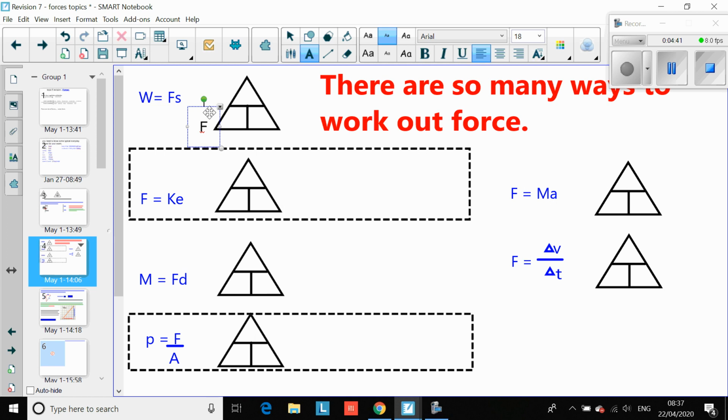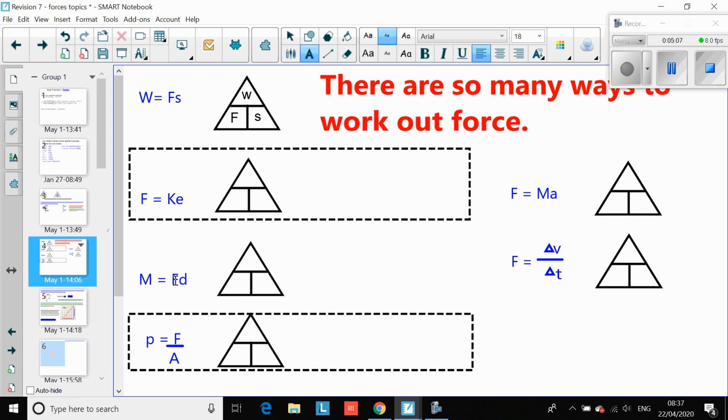Force times distance, I know distance isn't S, gives us work done. Now, if we wanted to work out the force, we would then simply do work done divided by the distance. Remember, work done is the amount of energy transferred. Another way we could do it is F equals KE.